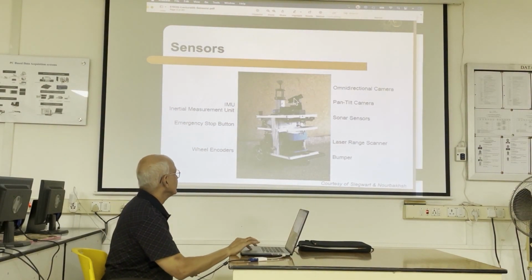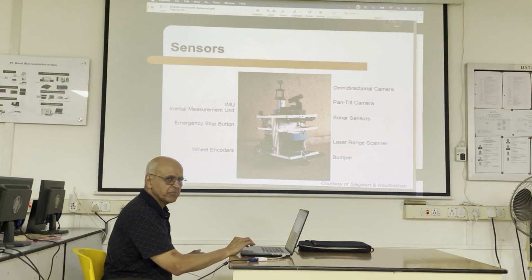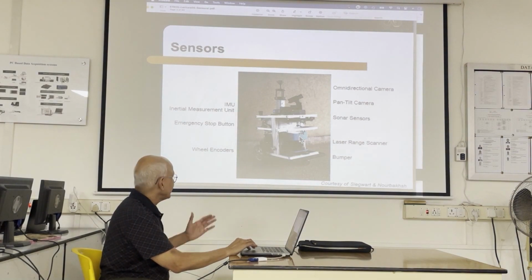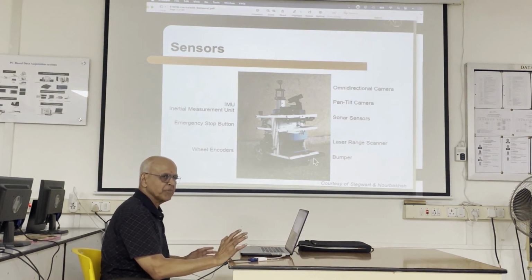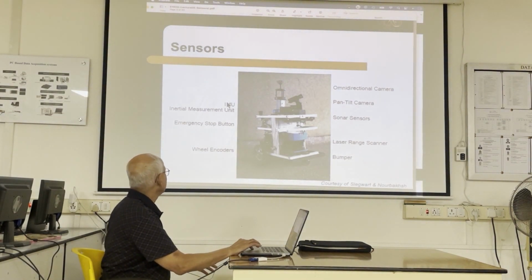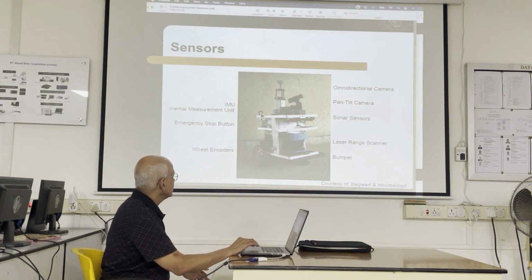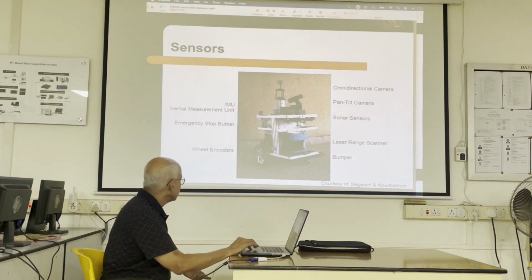Pan-tilt camera, sonar sensors right here. Laser rangefinder, look at the laser rangefinder. That is, I would say, 6 or 7 times bigger than today's laser rangefinder. This is one of the earliest rangefinders. At that time, they used to cost $3,000 or $4,000. A bumper, so he's also using a physical bumper as the last resort to stop. And then IMU, which is the inertial measurement unit, and an emergency stop button. All of these things have an emergency stop button because they can seriously hurt somebody. And then wheel encoders, which you can't see, but they're somewhere here.